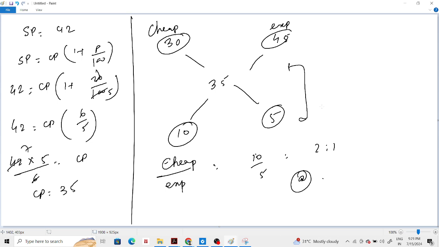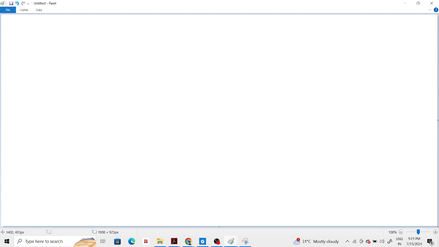Very, very important sum. Very, very important theorem. In every alligation and mixtures chapter, almost every exam, a sum based on this theorem will definitely come. This process is repeated n times. Then I am writing down the formula.